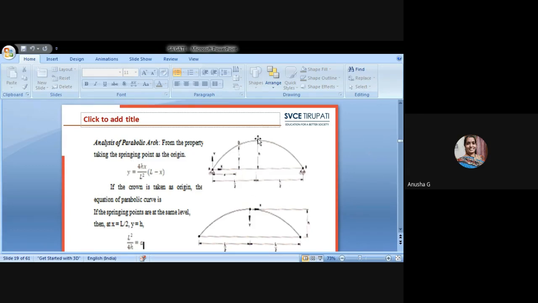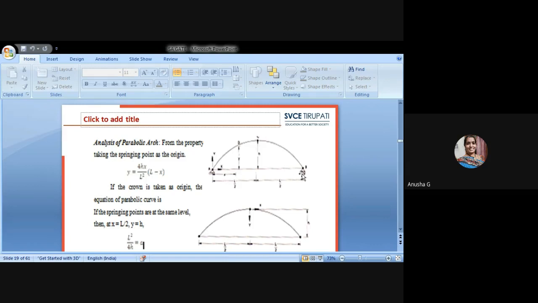If the crown is the origin, then the equation of the parabolic arch is given by, you have to remember this equation: for a parabolic arch, y equals 4h square by LC or 4h into YC. YC also you can take, 4h into YC or LC. Like that, you have to take x by L square into L minus x. And if you take XC at the center, x equals L by 2, y equals h. Both will be the same here.